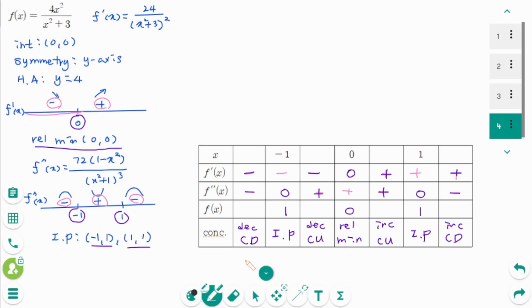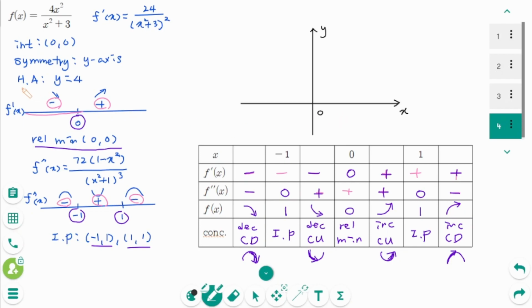The shape of the graph is concave down and decreasing only at this part, concave up and decreasing only at this part, concave up and increasing only at this part, concave down and increasing only at this part.